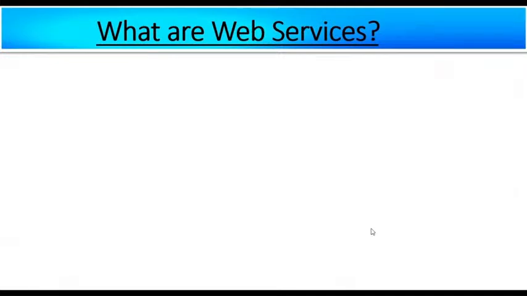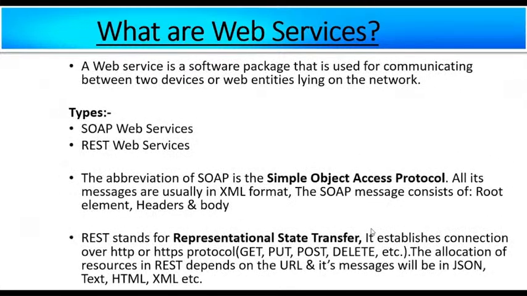Now let's discuss what web services are and what the different types of web services are. Web services are nothing but a software package that is used to communicate between two devices or two software entities over the internet or over a network. We have two types of web services. The first one is SOAP web services and the second one is REST web services.